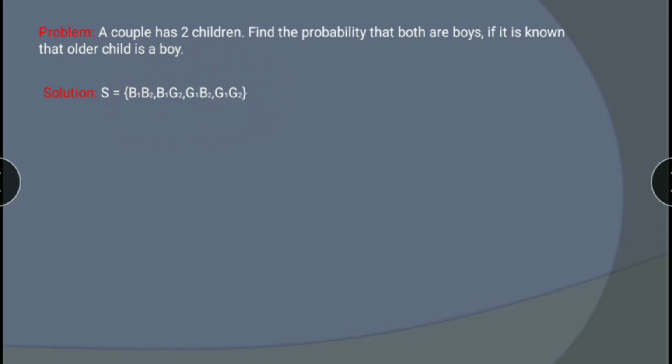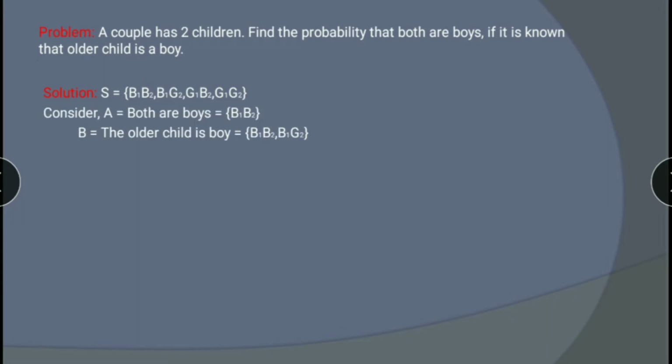This can happen that if any couple has two children, then these are all the possible outcomes. Now let's take set A to be both are boys. So the set A will include only B1 B2. Okay, so it has only one element. Set B, the older child is boy. Older child is boy, so it includes B1 B2 and B1 G2. Older means the first one. Okay, youngest means the second one.